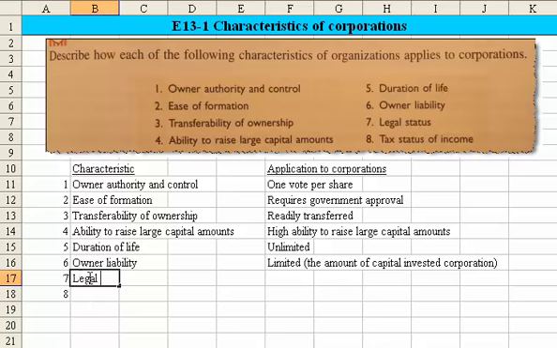Let's talk about legal status. The best way to describe this is a corporation is a separate legal entity. It is separate and distinct from its owners. It is not one and the same.